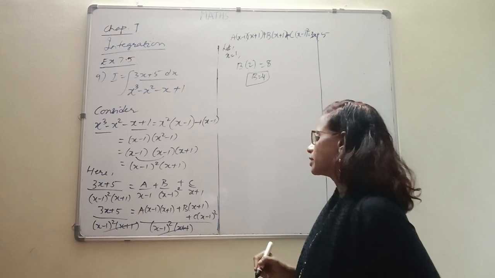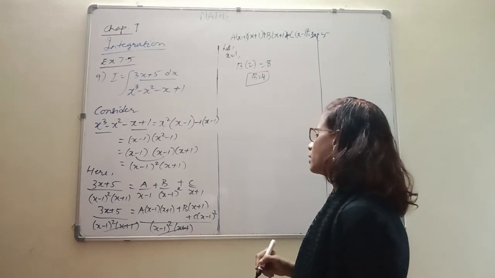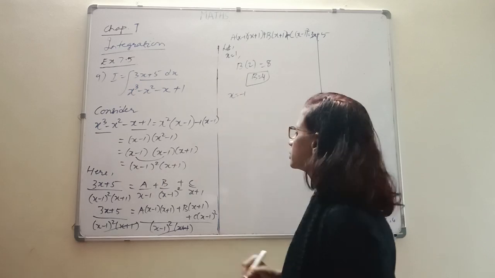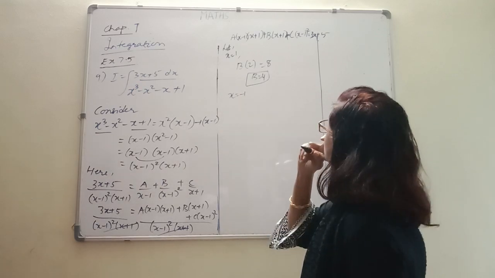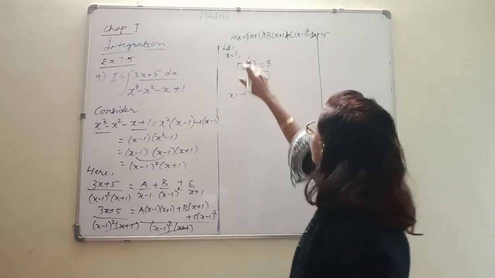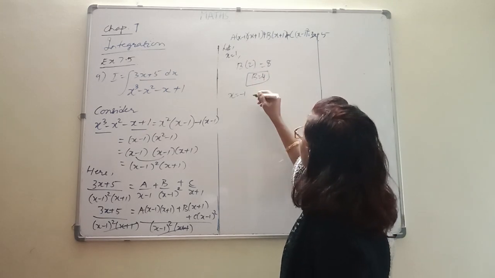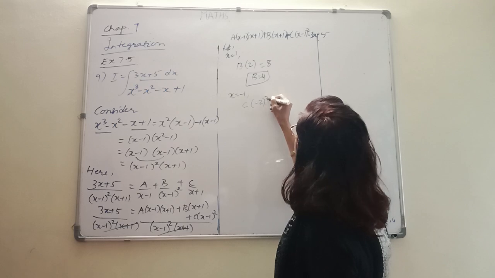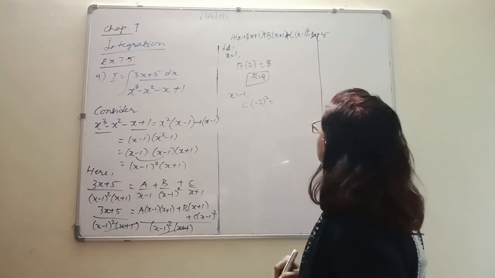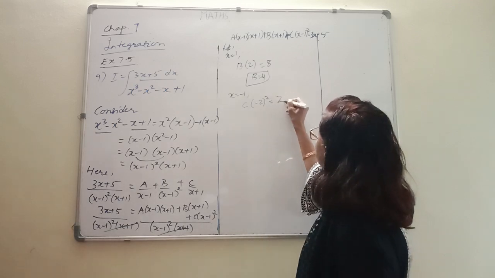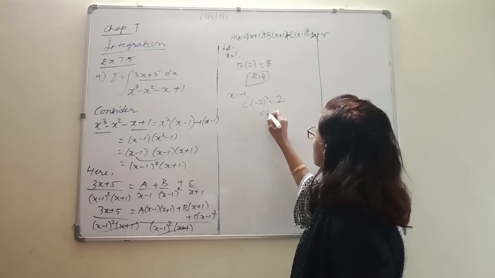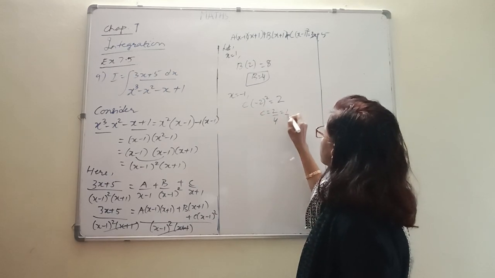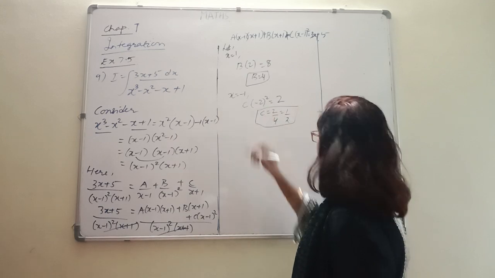Then we have the next substitution. It could be x equal to negative 1. When x is negative 1, the first term and the second term will vanish. So you're left with c times negative 2 the whole squared, which is 4, equal to minus 3 plus 5, which is 2. So c times 4 equals 2, so c is 2 over 4, which is half. You get the c value as half.